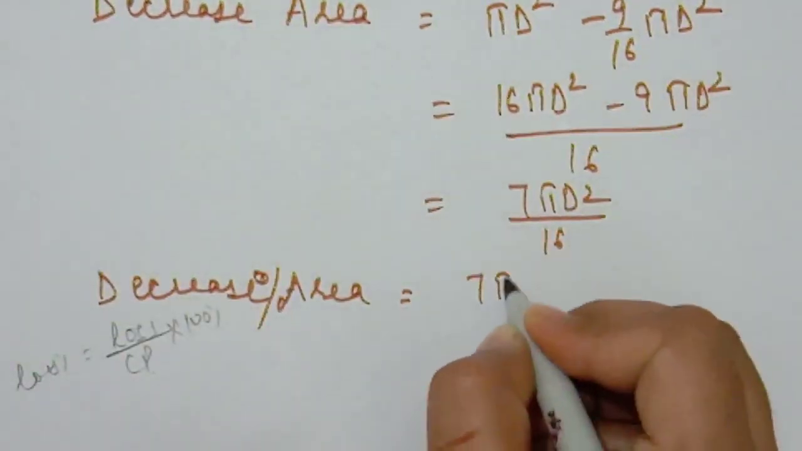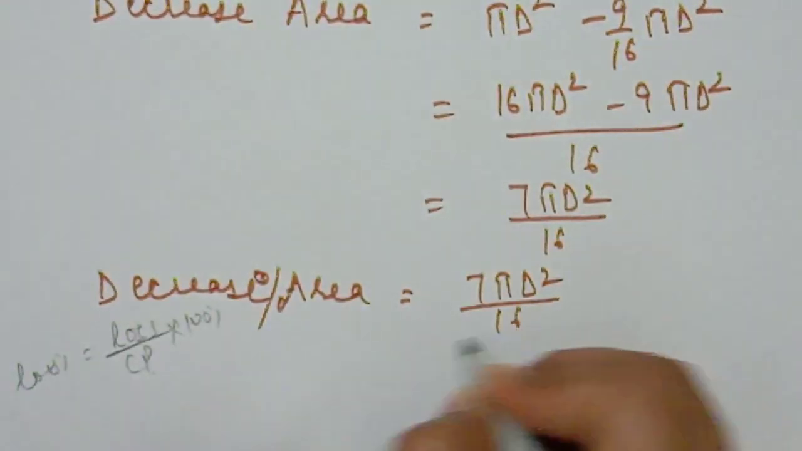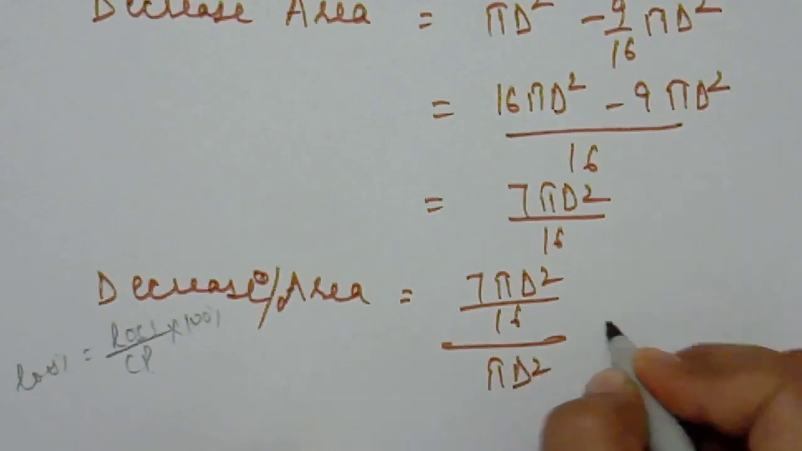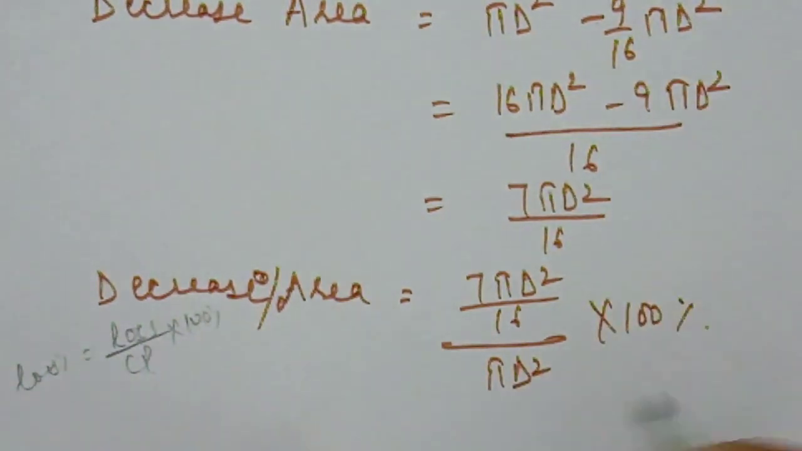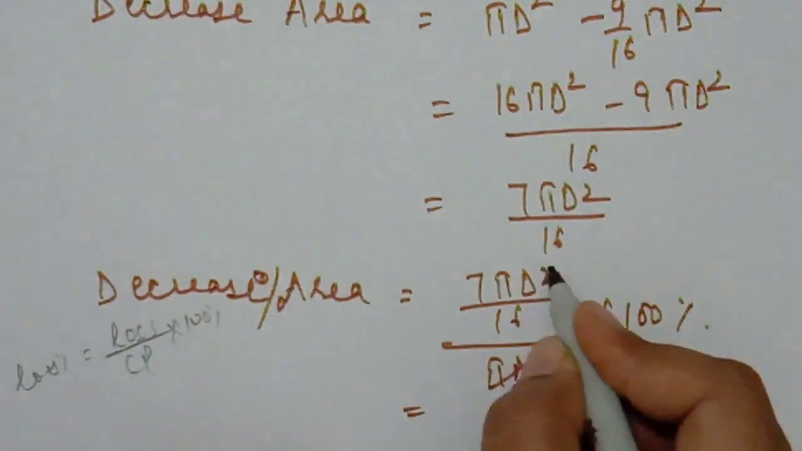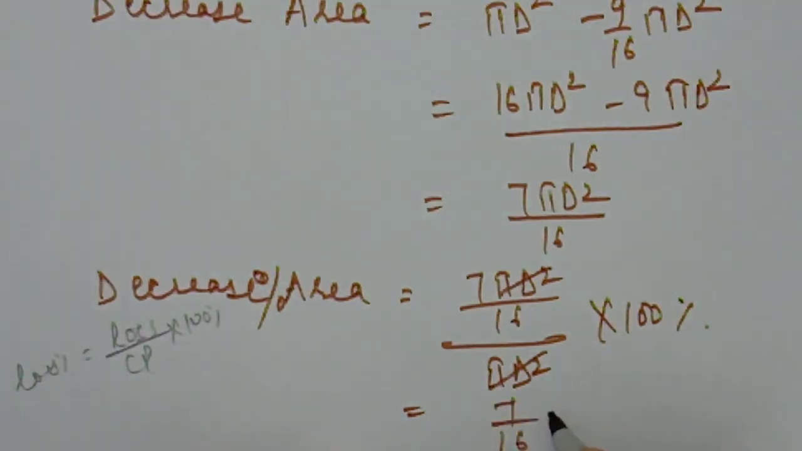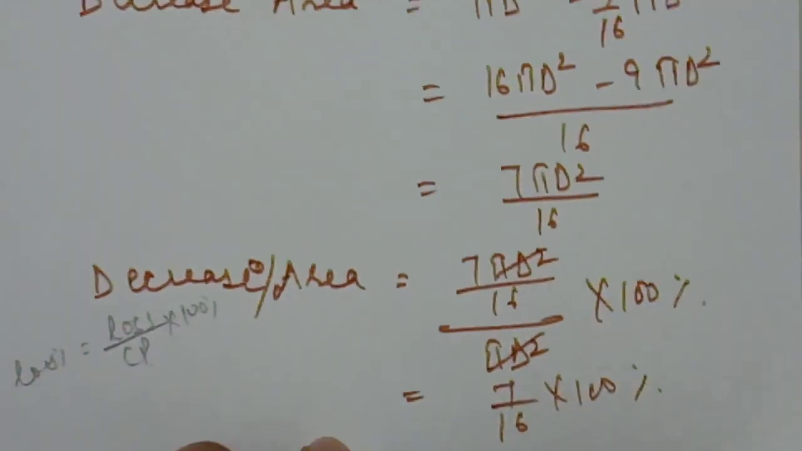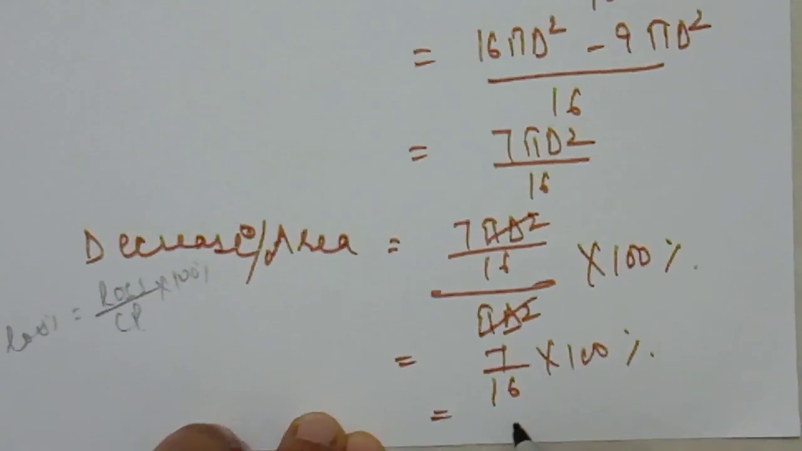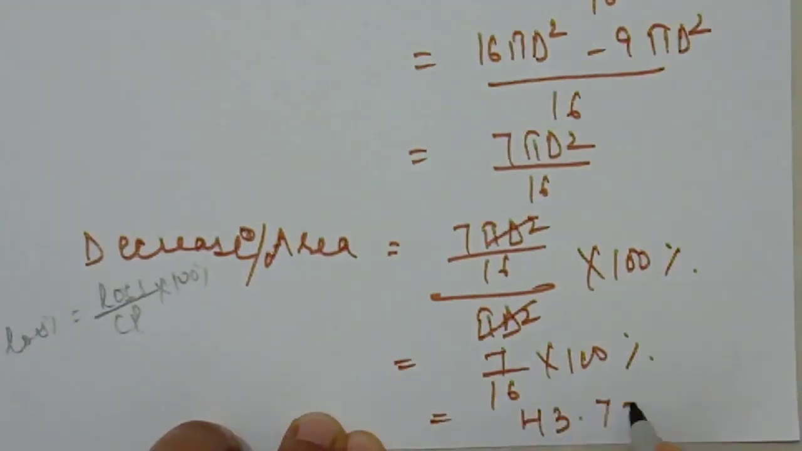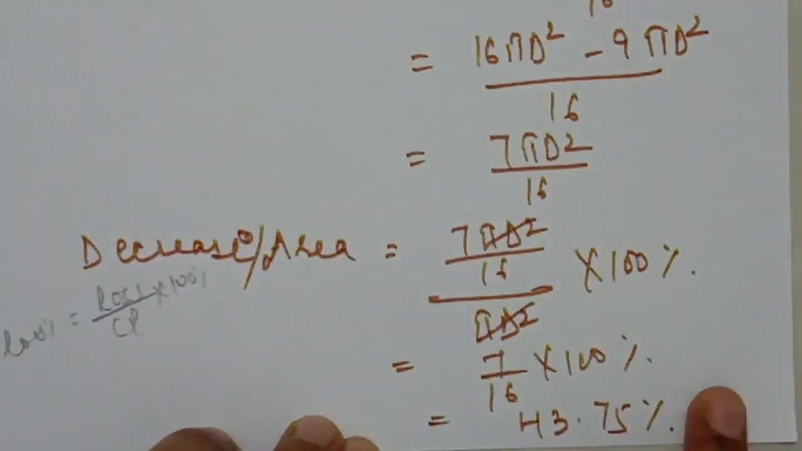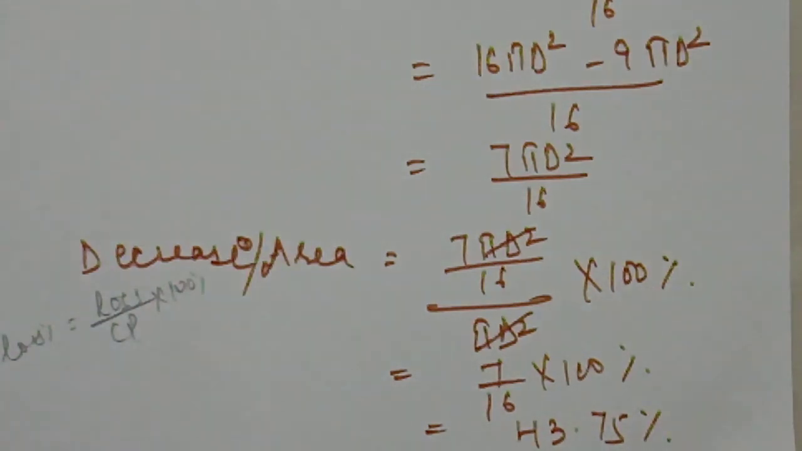The decreased area we already have, the original area we already have, multiply by 100. Then pi d square cancels with pi d square, 7 upon 16 into 100, which is 43.75%. The area has decreased by 43.75%. This is your third question of your optional exercise. Students, I have already solved all 3 questions of your optional exercise.